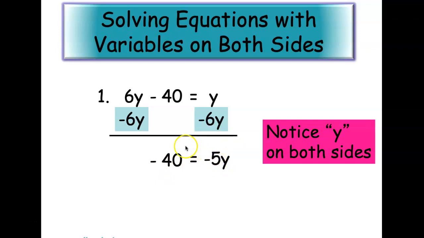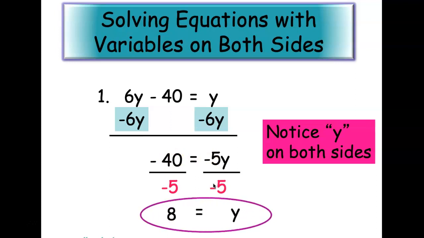Okay. And then once you get to this place, you will see that you are in a one-step equation. So you have negative 5 multiplied by y. The opposite is division for multiplication. So you need to divide both sides by the coefficient, which is negative 5. So divide the right side by negative 5. Same thing on the left side. So negative 5 divided by negative 5 is 1y. You don't have to write the 1. Negative 40 divided by negative 5 is 8. Negative divided by a negative is a positive.